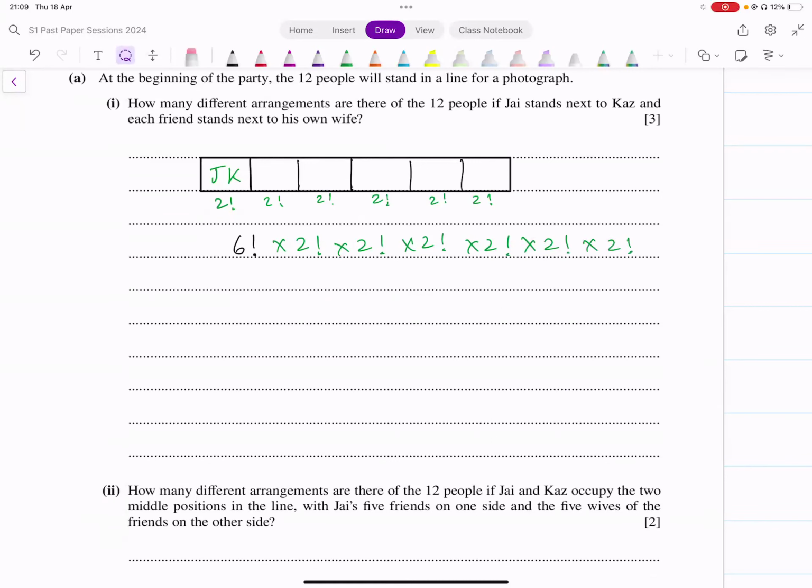Or you could say 2 raised to power 6, right? And that will give you the result. Can somebody tell me what this number is? Six factorial into 2 raised to power 6. 2 raised to power 6 is 64. 64 into 6 factorial. That's 46080. That's the result that we get from this. 46080. That's the final answer.